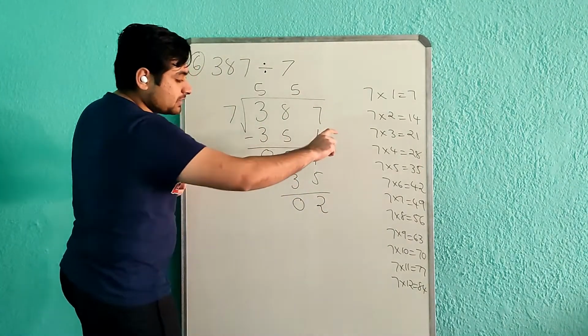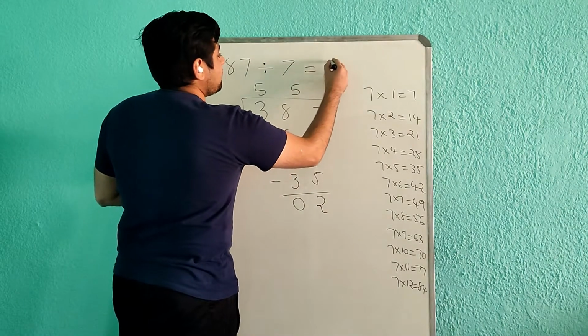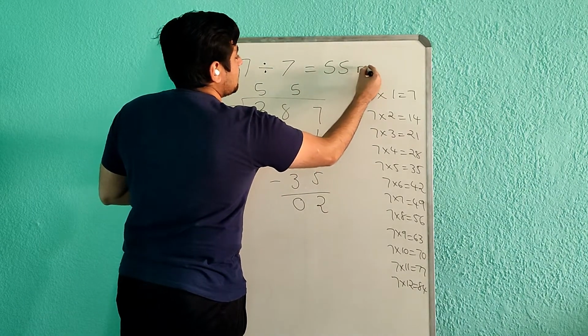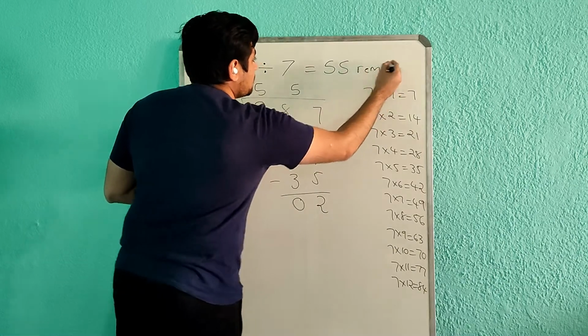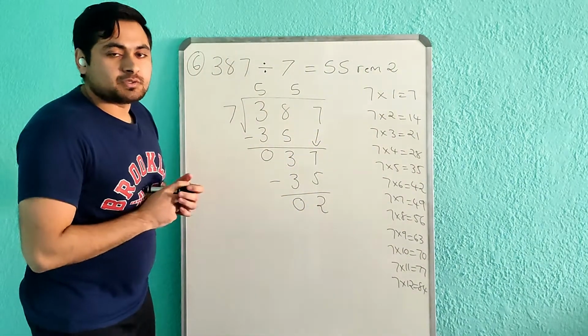We have used all the numbers. So our final answer is 55 remainder 2. Now let's go and do the next example.